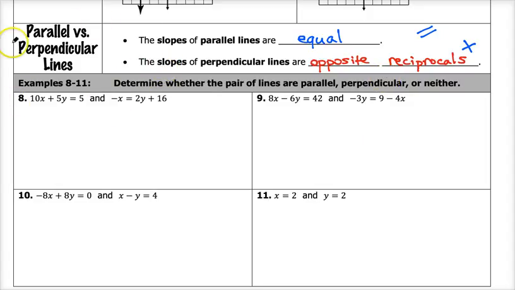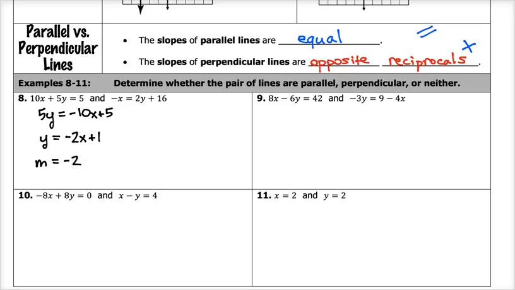So for 8, I can subtract 10x from both sides for my first equation to get 5y equals negative 10x plus 5. Then divide both sides by 5, and I get y equals negative 2x plus 1. So the slope of my first line here is negative 2.